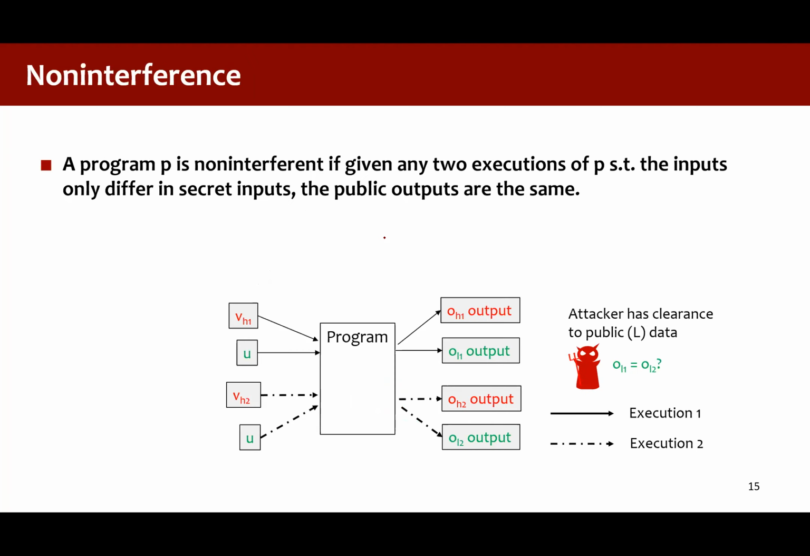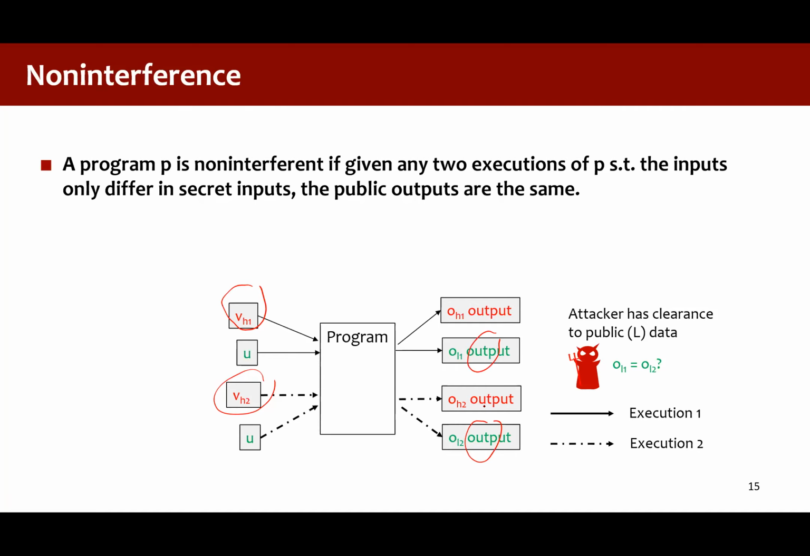More precisely, we say that the program is non-interferent if, given any two executions of this program such that the inputs only differ in secret inputs, the public outputs are always the same. To show this in the little picture, on top, the solid line, I have one execution. On the bottom, the dashed line, I show another execution. Here, the red inputs are secret inputs. They may differ in these two executions. This program is non-interferent if the output here, the green output the attacker can see, remains the same.